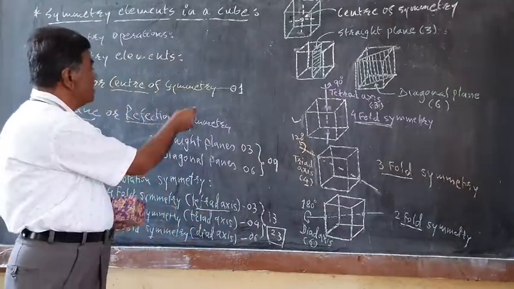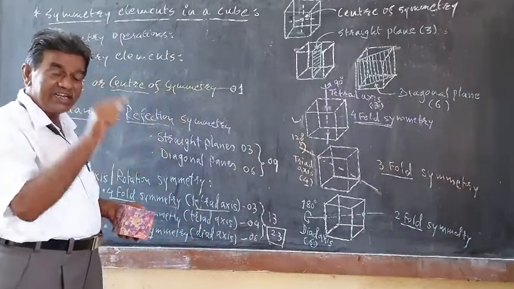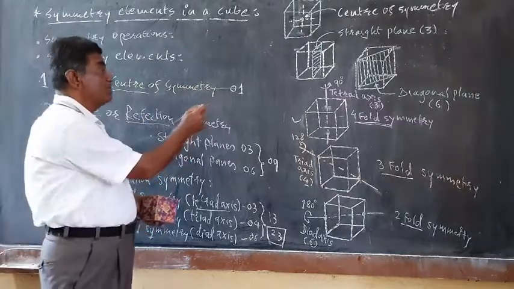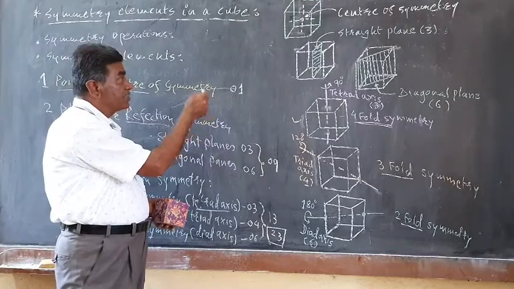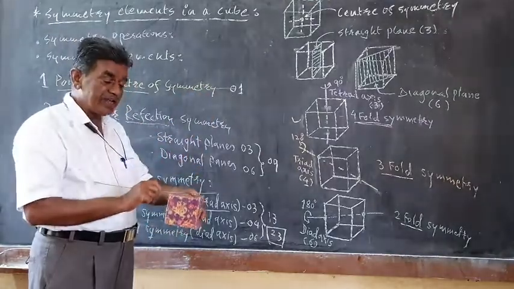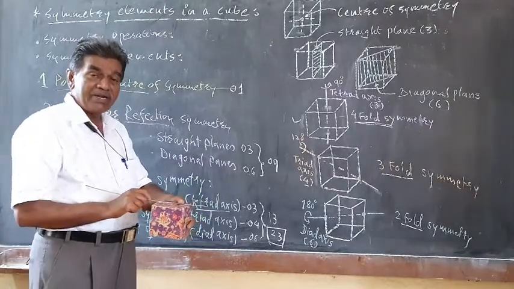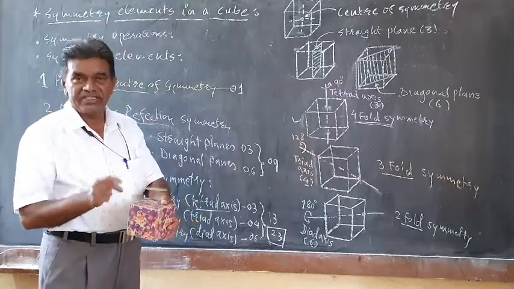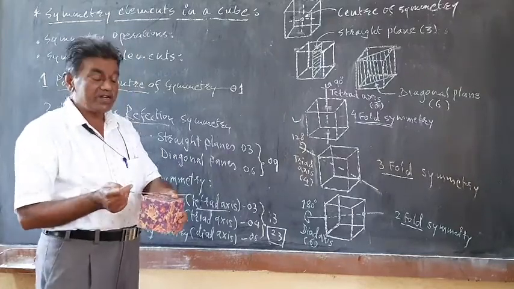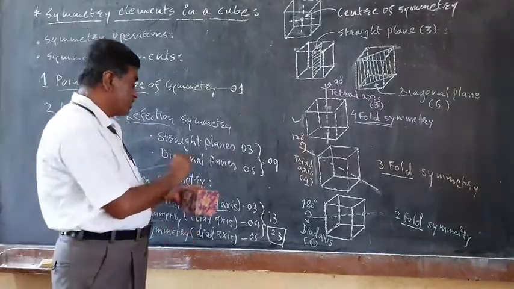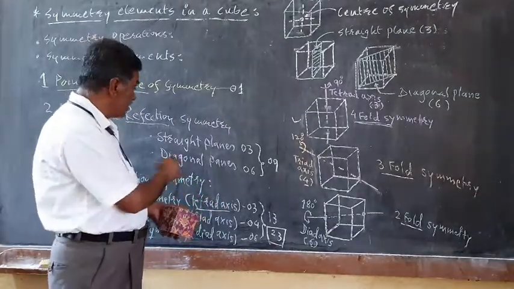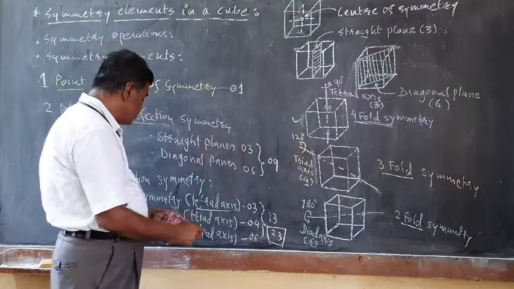This is point symmetry. It is a point in the crystal such that any line drawn through it meets the surface of the crystal at equal distances. Such a point, only one, exists in case of the cube. While plane or reflection symmetry is an imaginary plane passing through the crystal such that it divides the crystal into 2 parts, such that one part is exactly the mirror image of the other part. Then such planes, 3 straight planes are observed, and diagonal planes are 6. So total 9 planes we are getting.